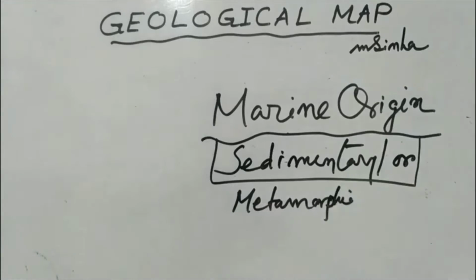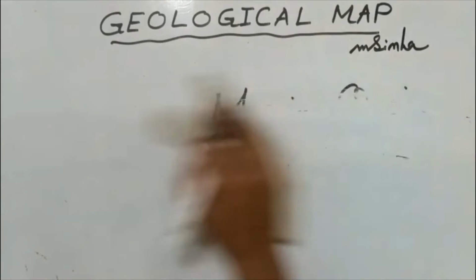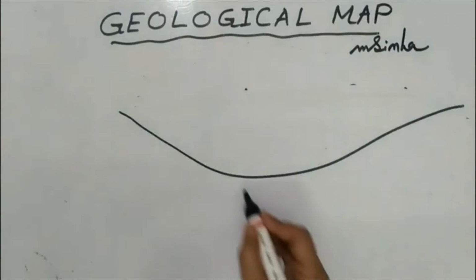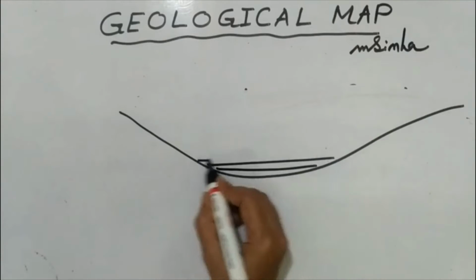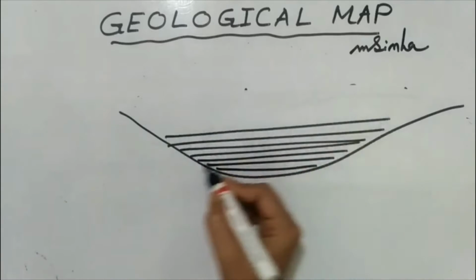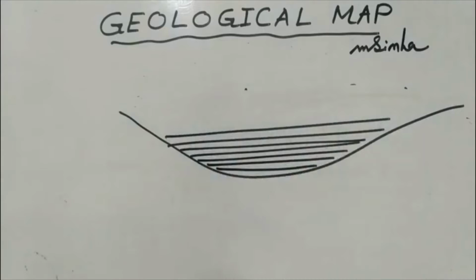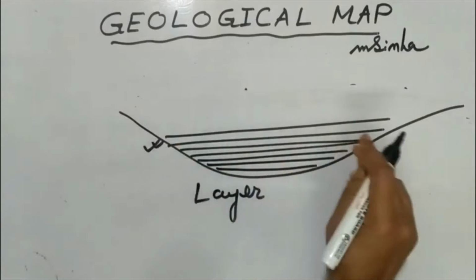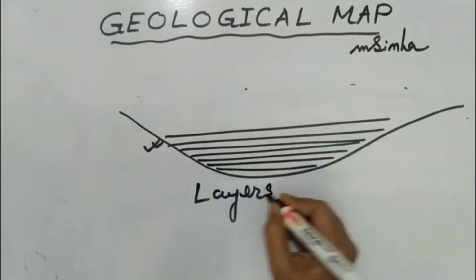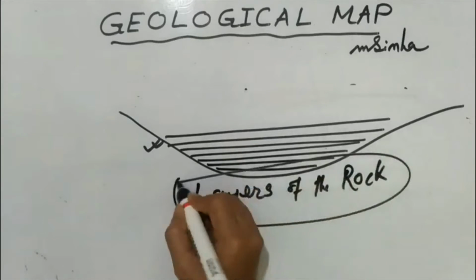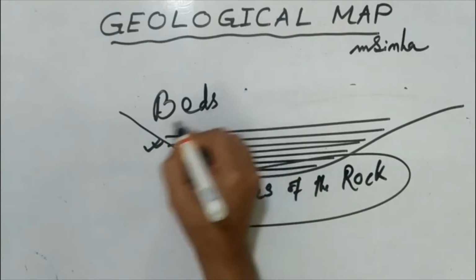Okay, what do you mean by marine origin? Suppose it's a basin area, and sedimentary layers are deposited year after year, and over time all are converted into sedimentary layers. Those are the layers of rock deposited in a marine condition. All the layers of the rocks are known as beds. Those are known as rock beds.